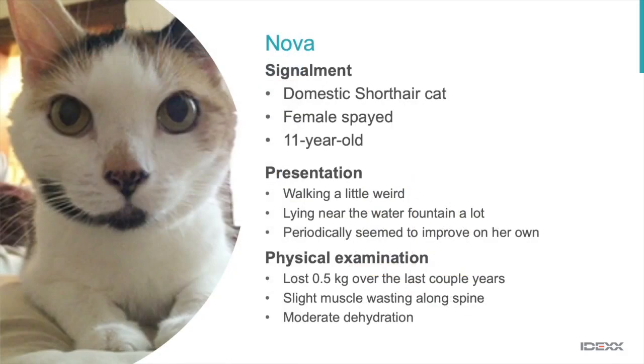Our next case is Nova, an 11-year-old female spayed domestic short-haired cat. And the presentation was really kind of weird. It was walking funny, it was lying near the water fountain, and periodically the cat seemed to improve on its own. So this has been going on for a few weeks. In the physical examination, they recognized some weight loss over the last couple of years.